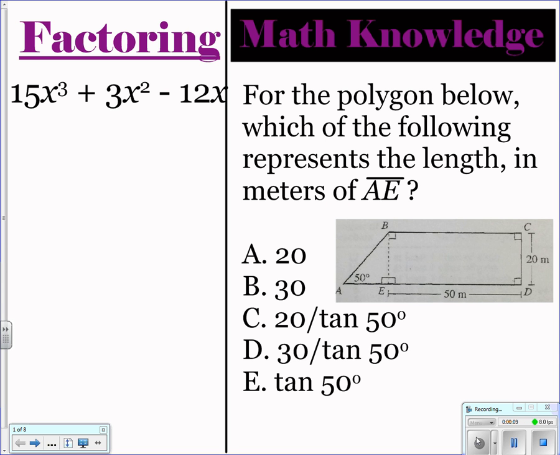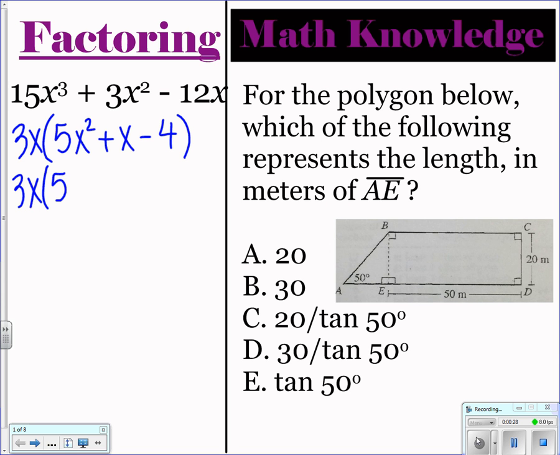So looking at the factoring for today, before we actually want to try and factor this, you want to take out the greatest common factor, the GCF. That is going to be 3x. So if you pull that out, you're going to be left with 5x squared plus x minus 4. So then we're going to use remove, replace, reduce on the rest of it.